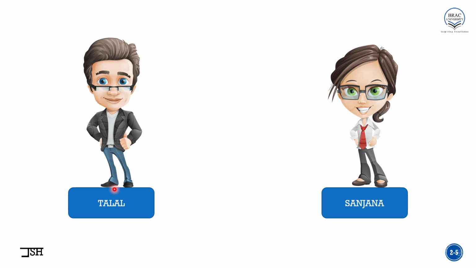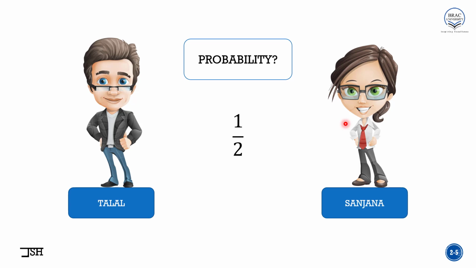What will be the probability of any one of you being selected? It's very easy. Again, the question is, from these 2 people, if I want to select any one of you, what is the probability of any one of you getting selected? Yes, it's very easy. It is 50%. So 50% chance for Talal to get selected or 50% chance for Sanjana to get selected.